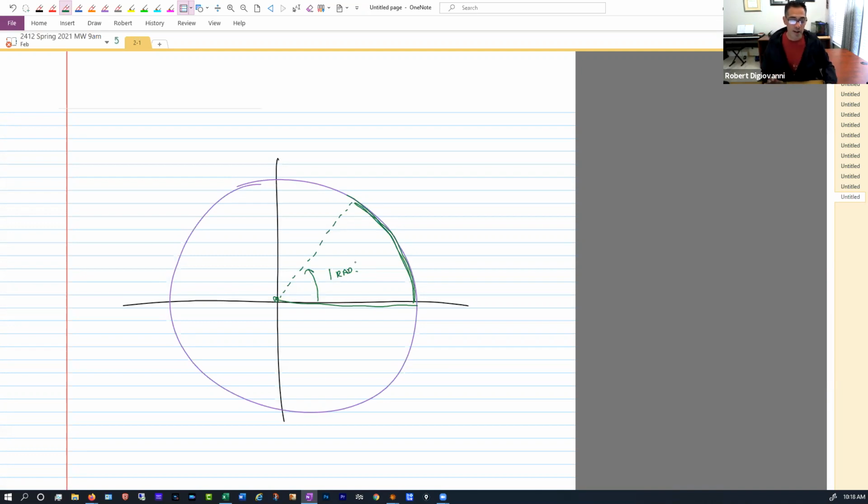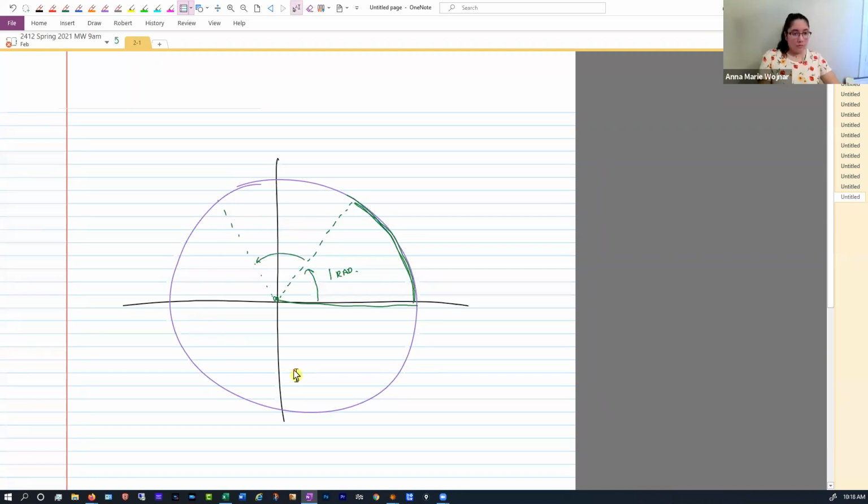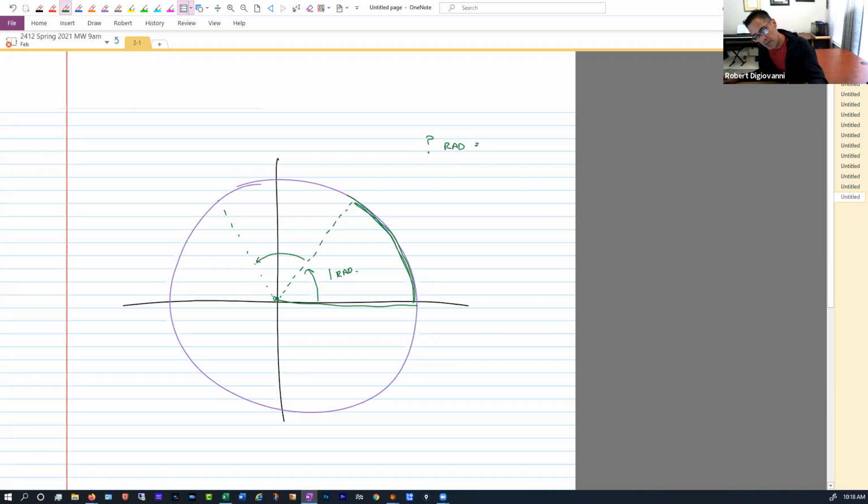Would you all agree that 1 radian appears to be much bigger than 1 degree? The question, though, is how many radians are in a full revolution? Do you all agree that that looks like about 2 radians, from here to here? How many radians do you need for 1 revolution? We know that you need 360 degrees to go all the way around. How many radians do you need, though, to go all the way around?